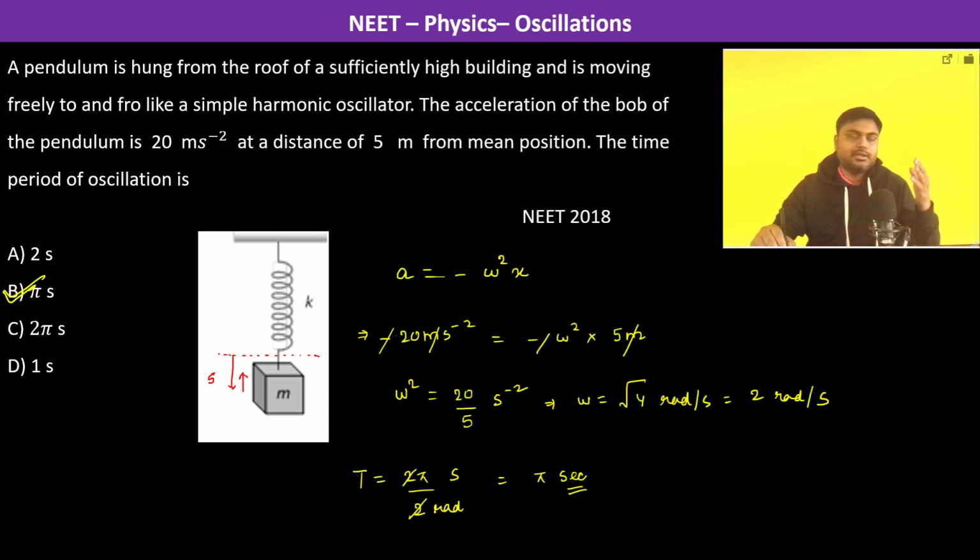So simply we use this relationship a equals minus omega square x, calculated omega, and then from that omega we calculate the time period, which is 2 pi by omega.